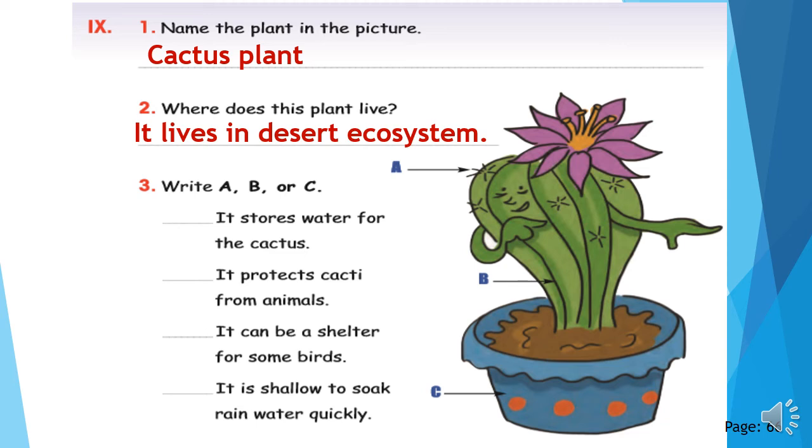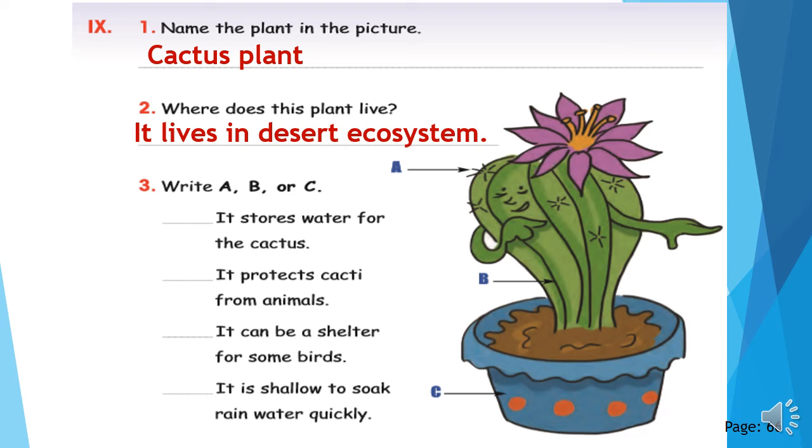A is about the thorns, the spikes, the needle leaves. B is about the thick stem. And C, it's about the roots. Excellent, guys. So here we are talking about the parts of this cactus plant. I have to match with letters A, B, and C.